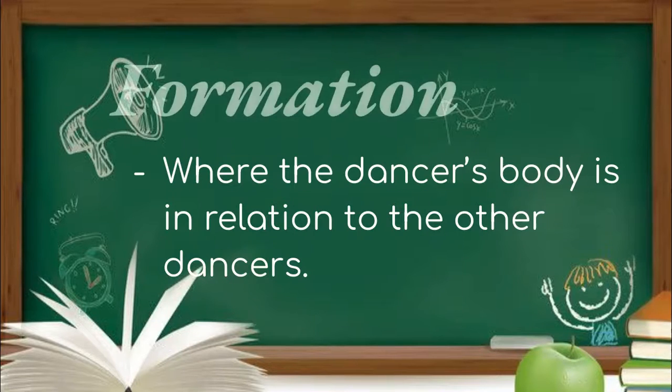Next, we have formation. Formation is where the dancer's body is in relation to the other dancers. So it is the space that groups of dancers occupy. Example, the lines, either straight, diagonal, curved, or circular. Aside from lines, we have blockings like square, rectangular, and we can have a circle. That's formation.